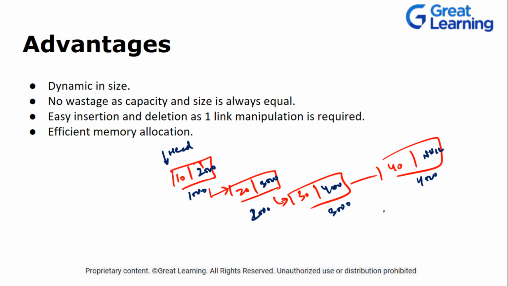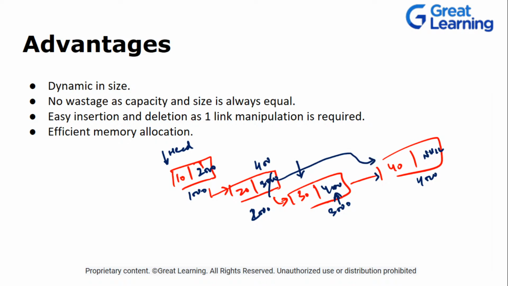Now if I want to delete an element, let's suppose I am trying to delete this element. Simply, without any swapping, whatever is in the next of this node, I will just place it over here, and that means this is now pointing to this node.